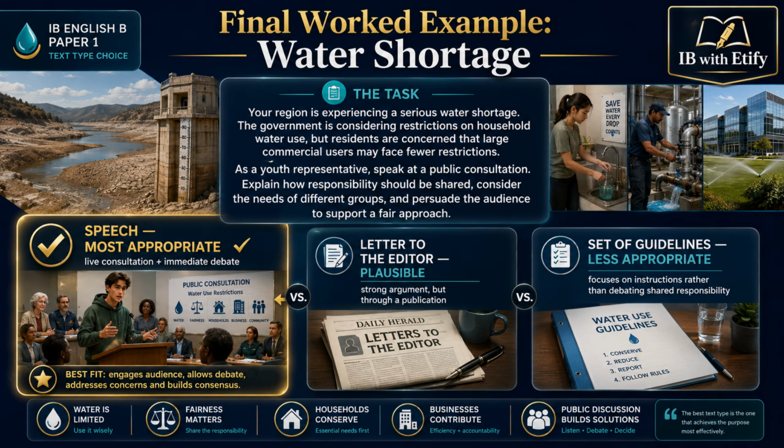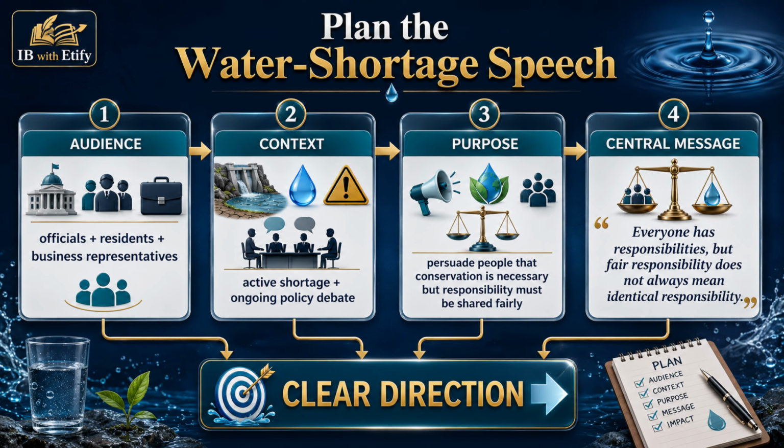So, plan the speech. Your audience includes officials, residents, and perhaps business representatives. Your context is an active shortage and an ongoing policy debate. Your purpose is to persuade people that conservation is necessary, but that responsibility should be shared fairly. And your central message might be, everyone has responsibilities, but fair responsibility does not always mean identical responsibility.